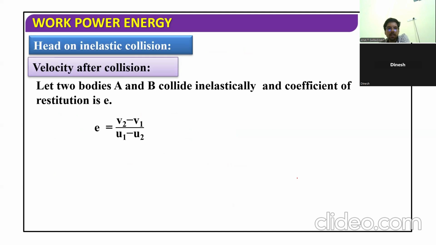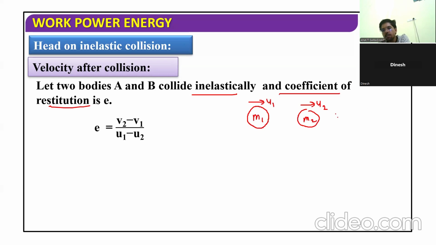Let two bodies A and B collide inelastically. Then the coefficient of restitution. See, I told you one thing. This is mass M1, this is mass M2. They are moving with initial velocities U1 and U2. After collision, M1 is moving with V1 and M2 has velocity V2. Clear? U1 must be more than U2, then only collision will happen. But after collision, V1 becomes less than V2.